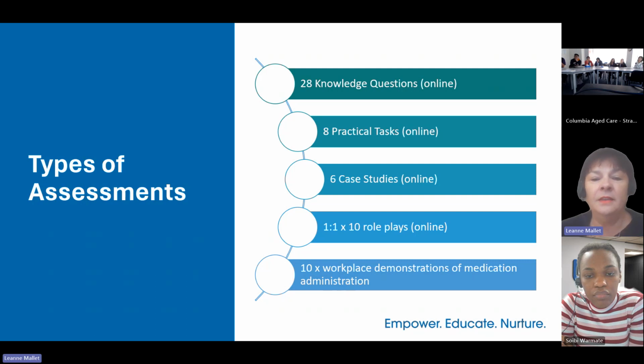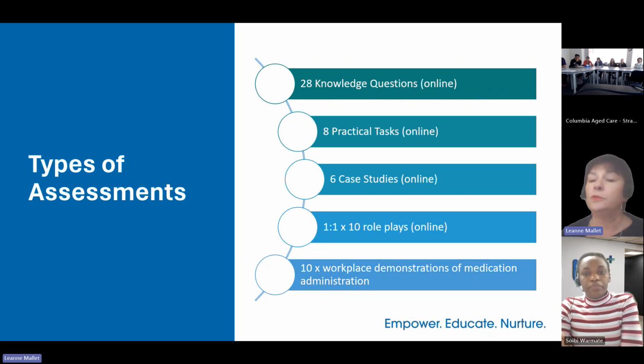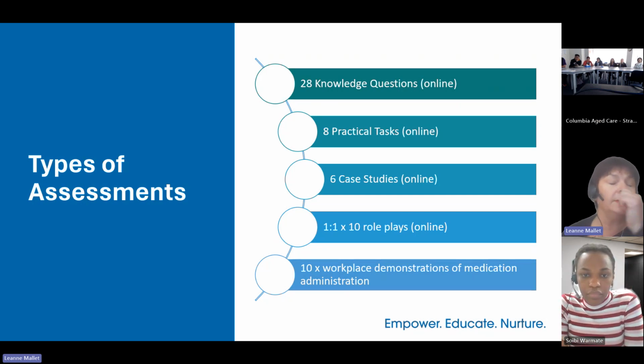Okay. So let's go to our assessments. With accredited training, you have to do assessments. They're not tests either with adult education. In order to achieve completion, after you've gone through all the course content, attended the virtual classes and completed e-learning, you'll be ready to do your assessment, which includes 28 knowledge questions, 8 practical tasks. It sounds like a lot, but they're very individual. 8 practical tasks is really just like 8 individual questions, 6 case studies, all of that's done online.